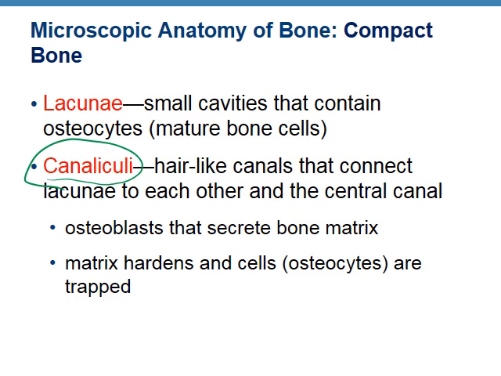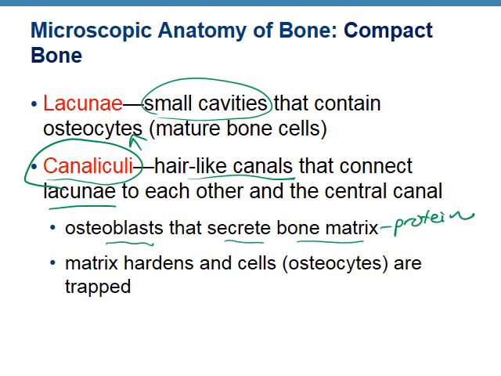I showed you canaliculi just a moment ago. These are hair-like channels that are going to connect lacunae to each other. These are small cavities contained by the osteocytes, and we're going to look at what happens. Basically, osteoblasts are going to secrete bony matrix, so again, we're talking extracellular matrix proteins. The matrix, or the proteins, are going to harden, and the cells become trapped, and we now call them osteocytes. So an osteocyte is basically an osteoblast that has secreted matrix, and that matrix has been hardened.